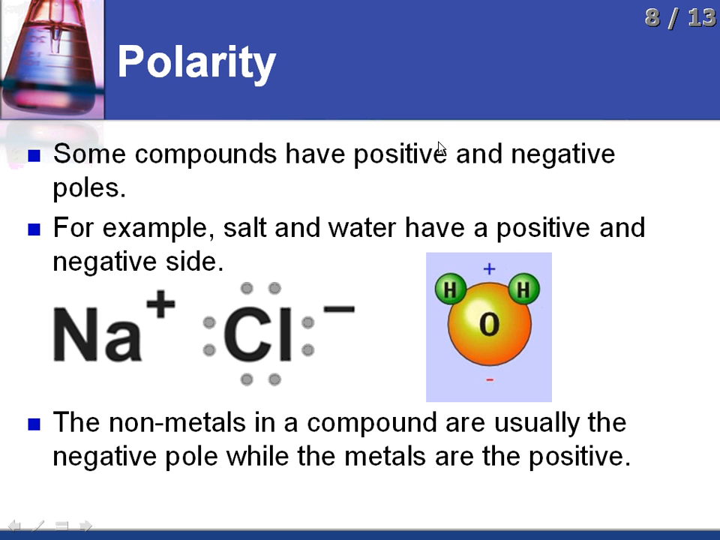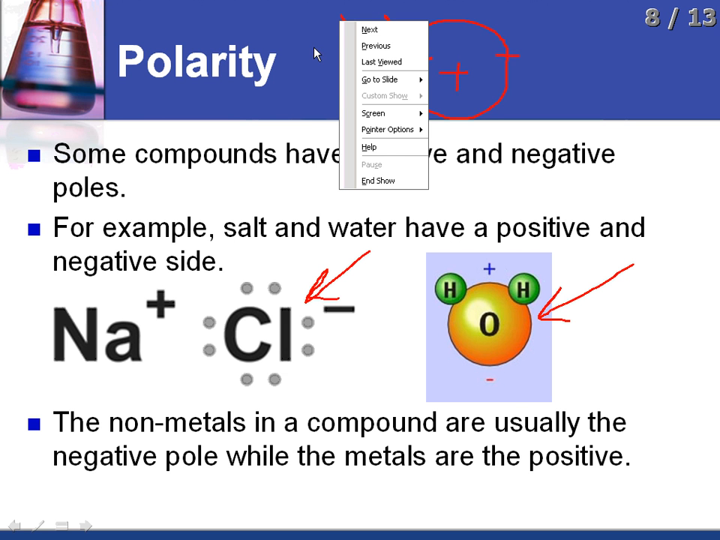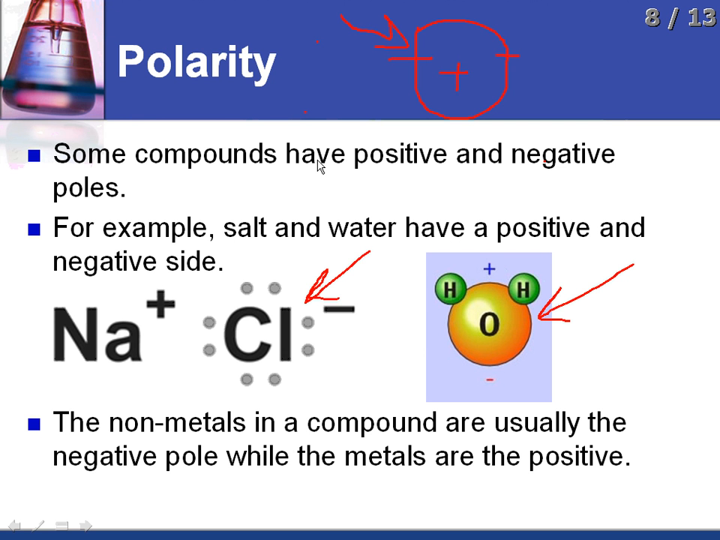We talked about how atoms have two parts. They have a positive nucleus in the center surrounded by an electron cloud with negative charges. Well, these negative charges aren't always evenly distributed, especially in the case of compounds. Sometimes one side of the compound will hold more electrons, or negatively charged particles, than the other side will.